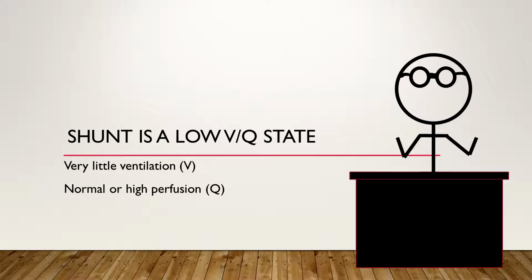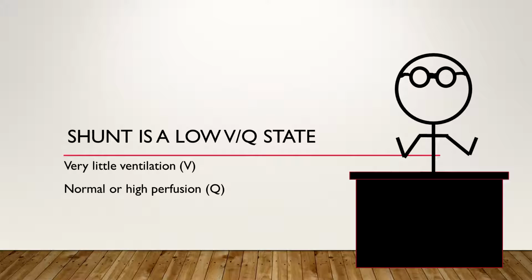Now, in the previous section, we talked about VQ match and VQ mismatch. Shunt is one of the extremes of VQ mismatch. When we get an extremely low VQ ratio, this is known as a shunt. So remember, V is for ventilation and Q is for perfusion. Shunting can occur anytime there is low or no ventilation and adequate blood flow across the alveoli.